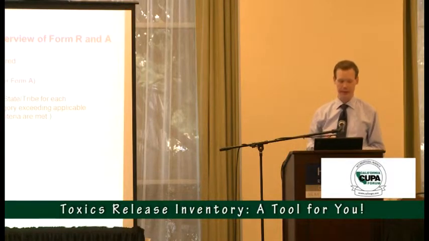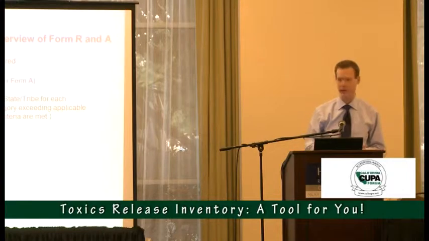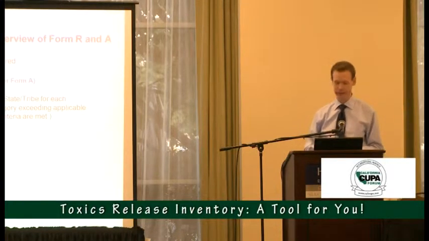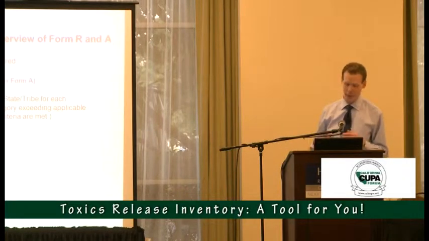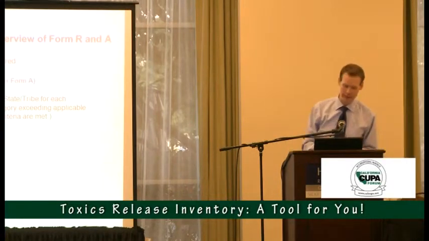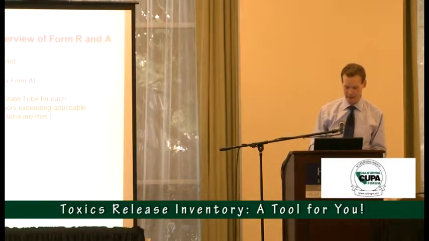One form is submitted to U.S. EPA, and one form is submitted to your local EPA or your tribe for each chemical or chemical category that exceeds thresholds. As mentioned, in the old days, all reporting was done via paper forms, and now the vast majority is filed electronically.